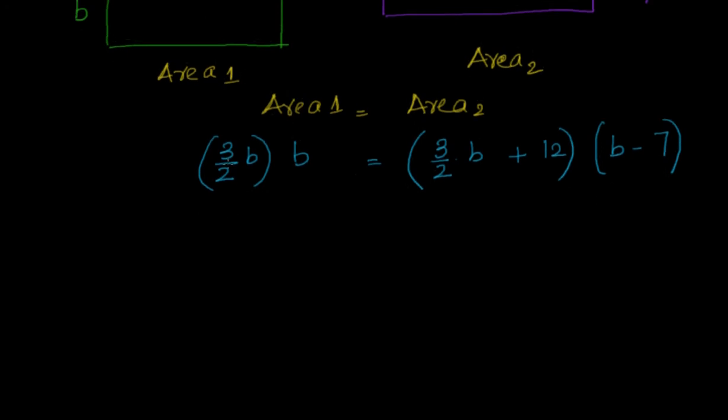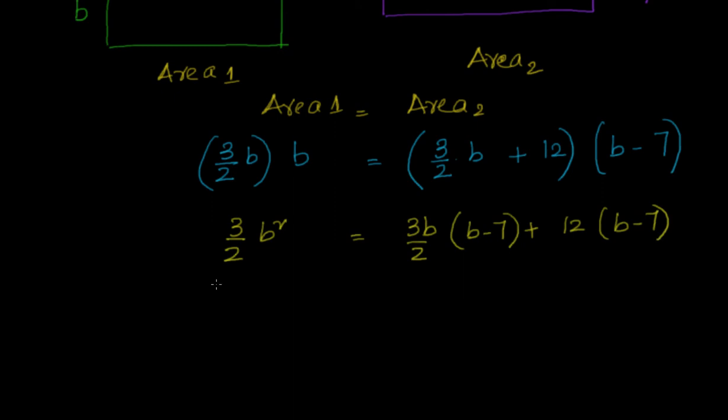Now if I simplify this, 3 by 2 into b square is equal to 3b by 2 into b minus 7 plus 12 into b minus 7. That's how we do it, right? Step by step. 3 by 2 b square equals 3b into b by 2, that is 3b square by 2, minus 3b into 7 by 2, that is 21b by 2, plus 12 into b is 12b, minus 12 into 7 is 84.